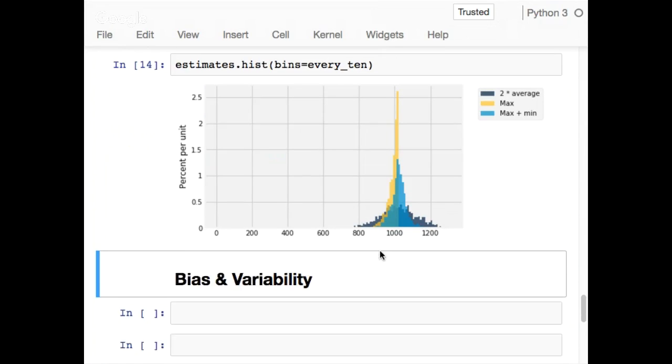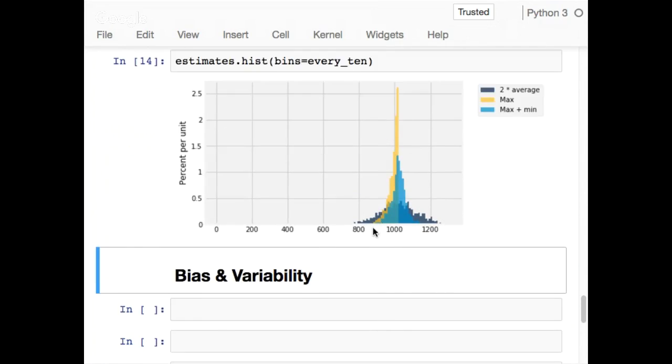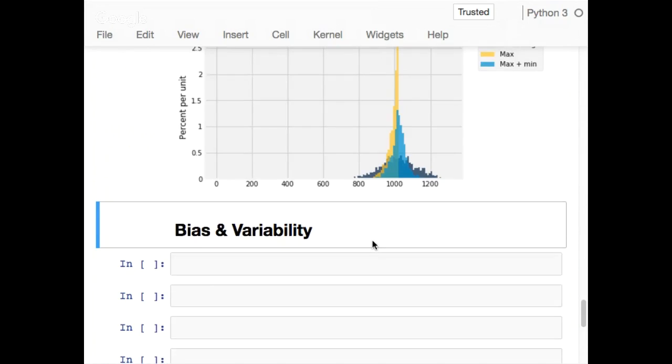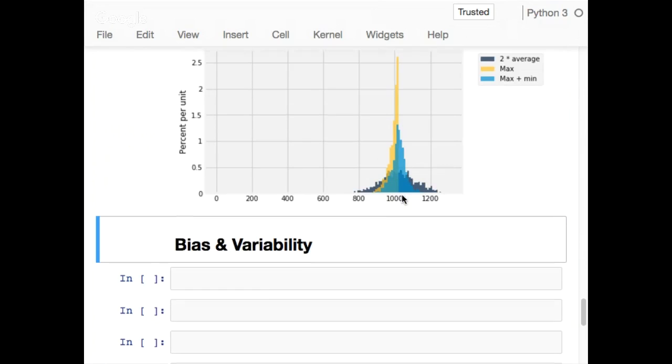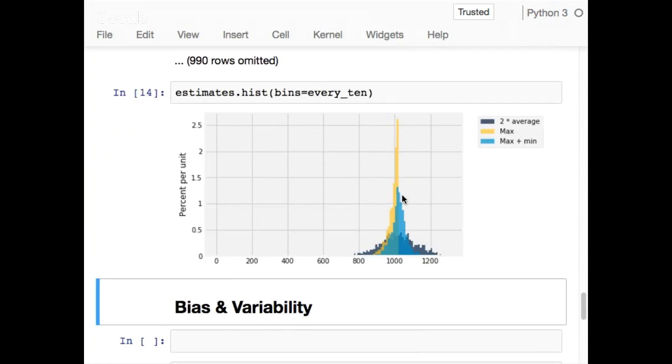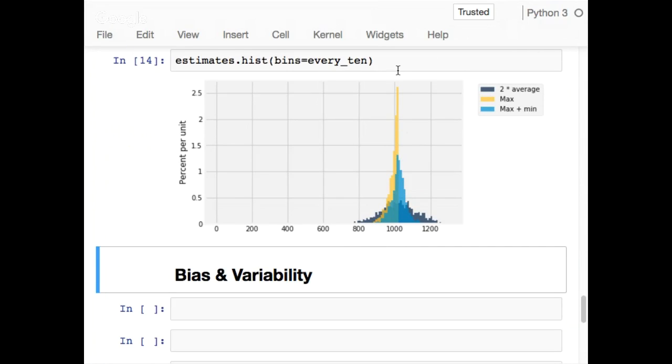Okay. So there's a way we can measure variability, right? So it looks like this max here is pretty close together. The min here, max plus min is pretty close. 2 times average, not so close. There's a way we can measure that. And the way we can measure that is saying, OK, on average, how far away are my observations, or my estimates, from the average estimate, right? So I take my middle value.